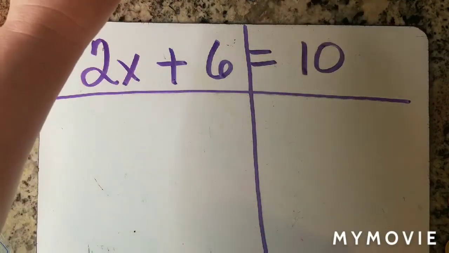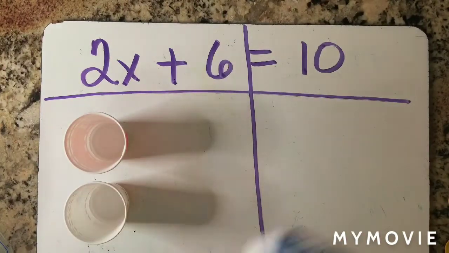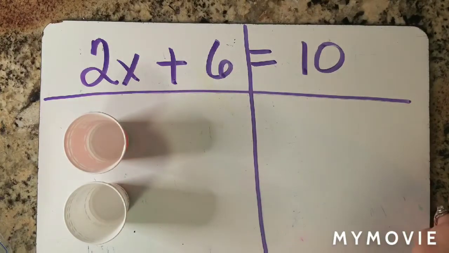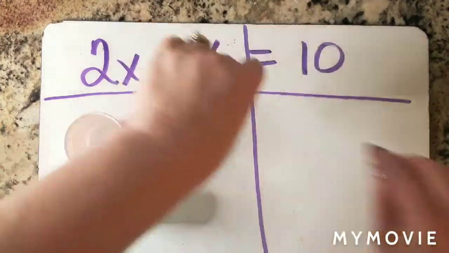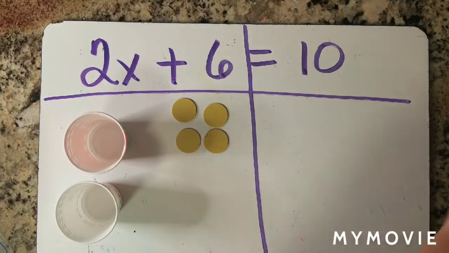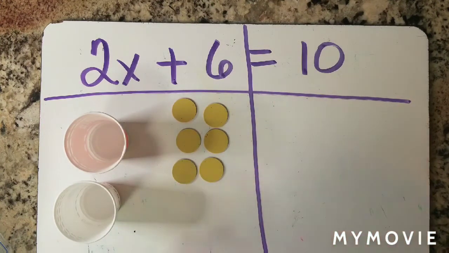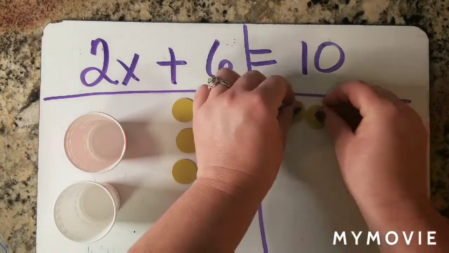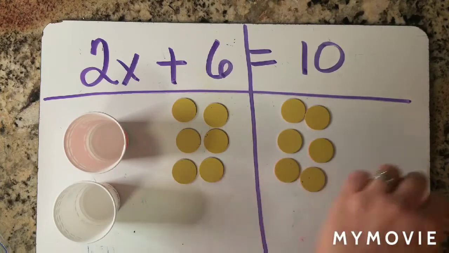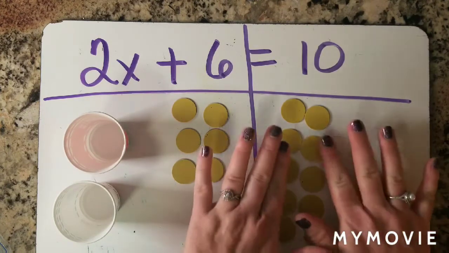So I have 2x, so I'm going to use 2 of my cups. 1, 2. And I have positive 6. So I'm going to put positive 6. 2, 4, 6. And it's equal to positive 10. So I have to put 10 over here. 2, 4, 6, 8, 10.